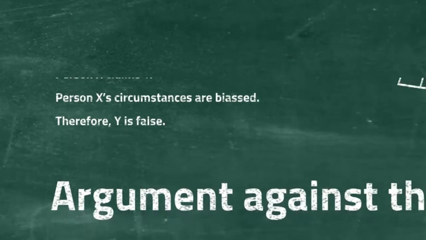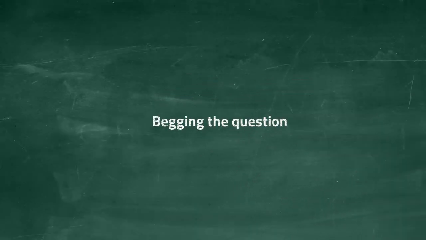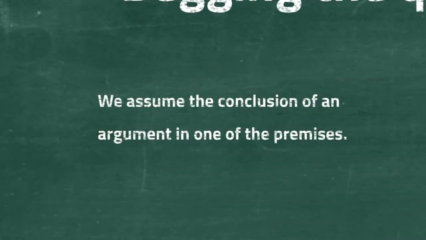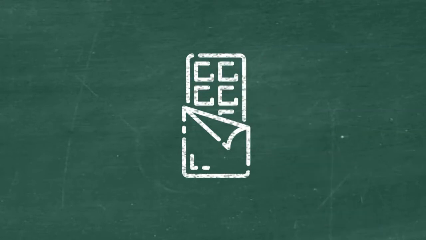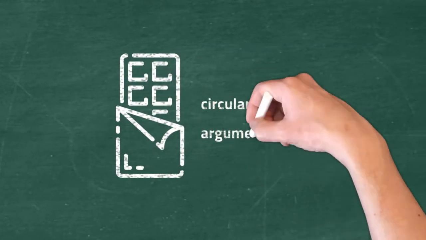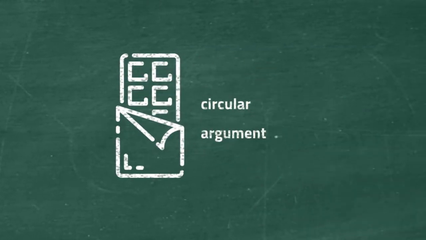Therefore, Y is false. Begging the question. When begging the question, we assume the conclusion of an argument in one of the premises. Here's an example. Chocolate is good for you, because it is healthy. Begging the question is a type of circular argument. It can take the following form.